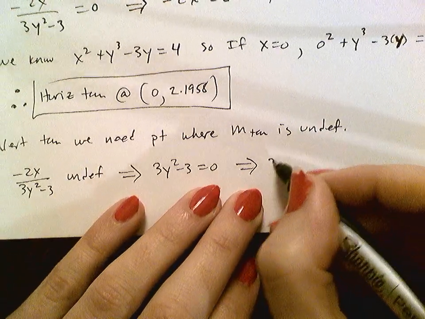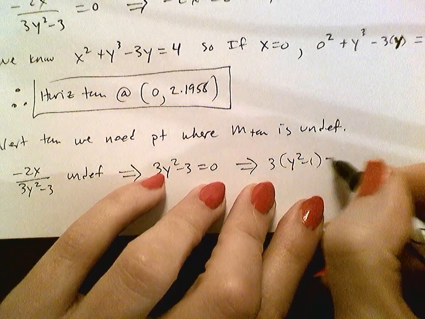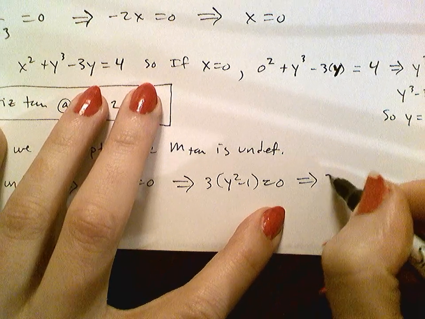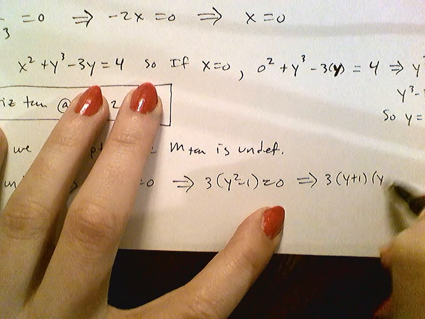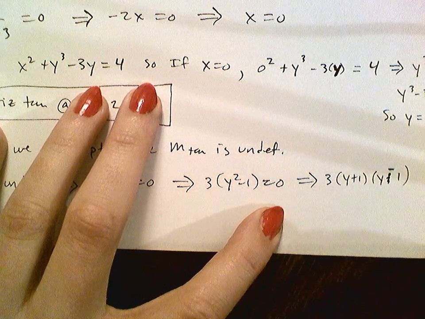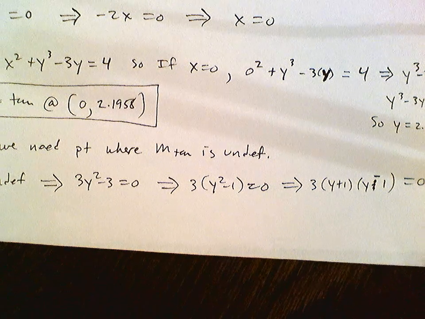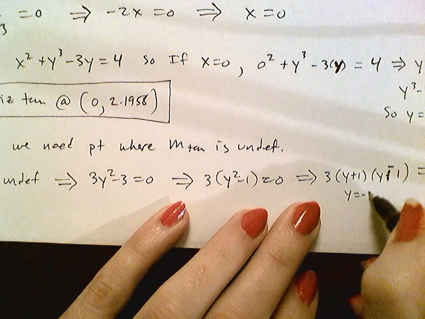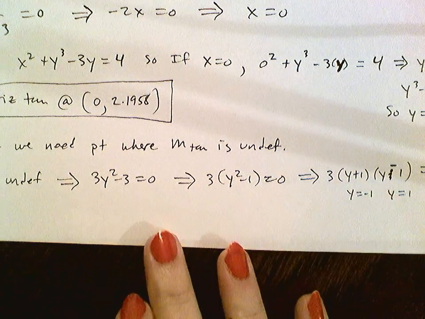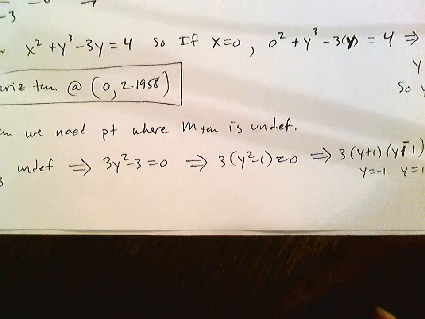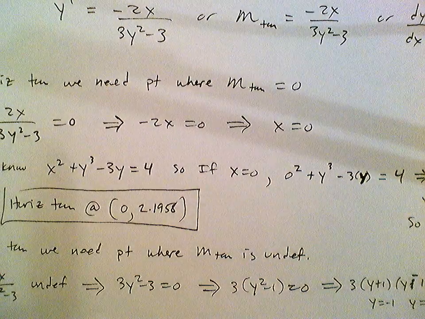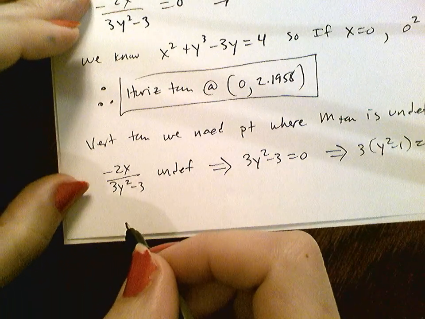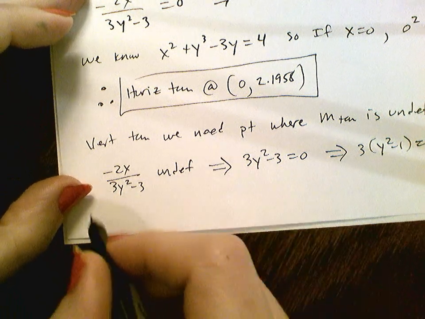Then you could factor this. You factor out a 3 and you get y squared minus 1 equals 0. And then you keep factoring, that's a difference of 2 squares. So y plus 1, y minus 1 equals 0. So we're going to have two y coordinates here. So we get y equals negative 1, y equals positive 1. And then I'm just sort of repeating this step here.